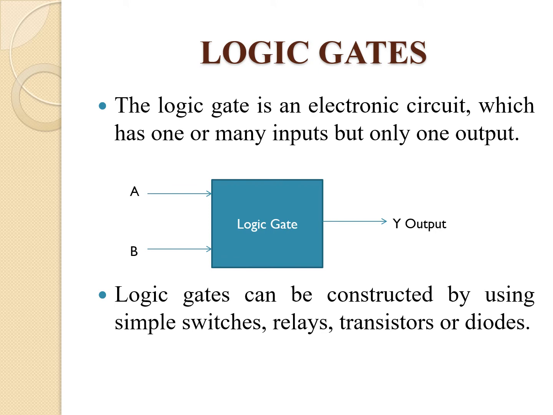The logic gate is an electronic circuit which has one or many inputs but only one output. So in the diagram you can see the logic gate is there which is having two inputs A and B and only one output Y. Logic gates can be constructed by using simple switches, relays, transistors or diodes.